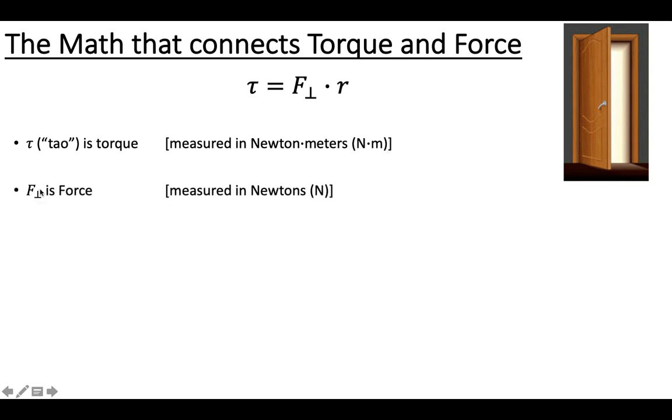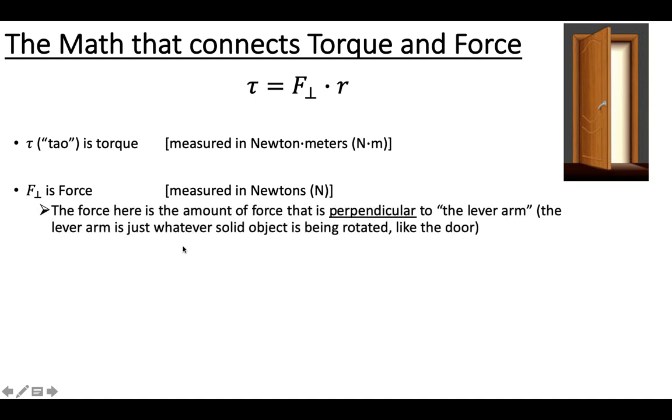F with this little symbol here means perpendicular. That's from geometry. And F is force, just like it always was. We still measure that in newtons, N. Just to go through the details of force, the force here in this equation is the amount of force that is perpendicular. So remember, that's a 90-degree angle, right? Perpendicular means 90 degrees. So this F is the amount of force that is perpendicular to what we call the lever arm, which is just whatever solid object is being rotated, like the door. In this case, the lever arm is the door. Okay, so we're looking at how much force is perpendicular to the door.